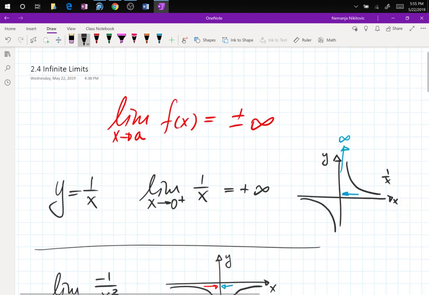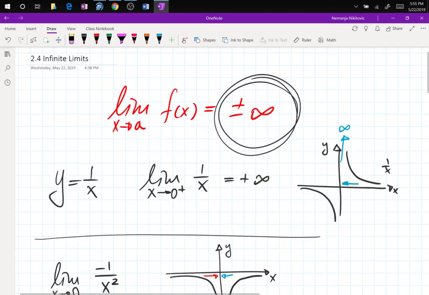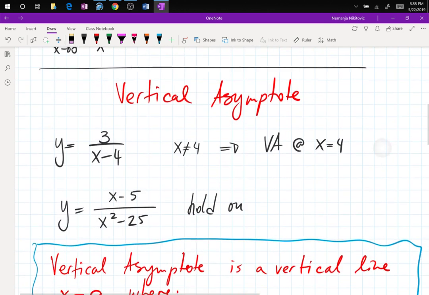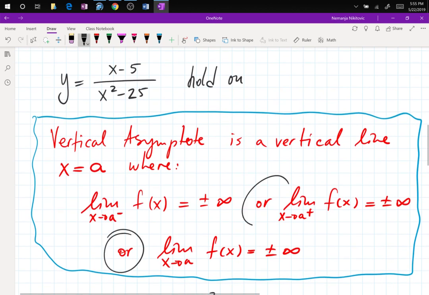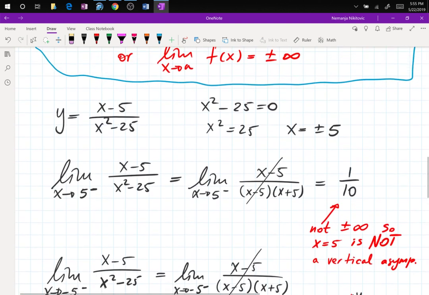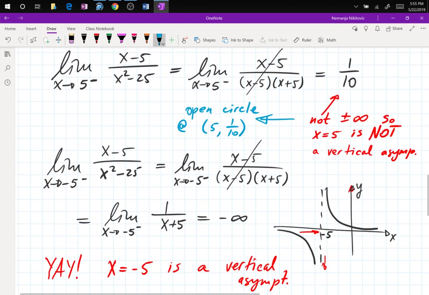So for infinite limits, we are looking for the answer to be infinity, and then we use that as a vertical asymptote. If any of the limits is infinity, whether it's positive or negative, you have a vertical asymptote. In this case, where we tried, we did not get infinity, it was an open circle, so maybe I should add that. Open circle at 5, 1 over 10. There we go. Now that's part of the notes as well. So no vertical asymptote because we did not get infinity. However, for -5, we did get infinity, so -5 was an asymptote.